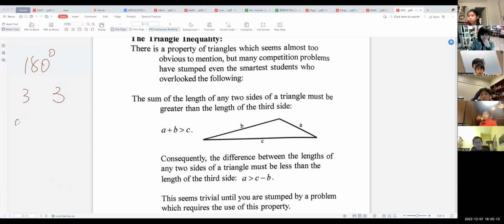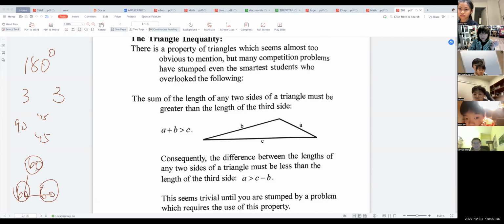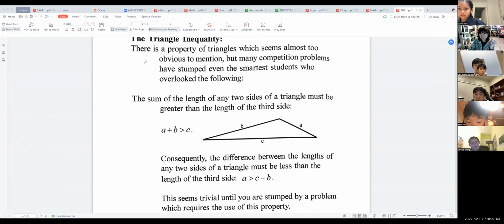So the angle, if one of them is 90, and if two sides are the same, the other ones will be 45 and 45. And we call this an isosceles triangle, right? And if one of the angles is 60 and the other two sides are the same, we have the equilateral triangle. An equilateral triangle, when the angles are all the same, that means their sides are all the same as well, correct? So these are some characteristics of triangles.